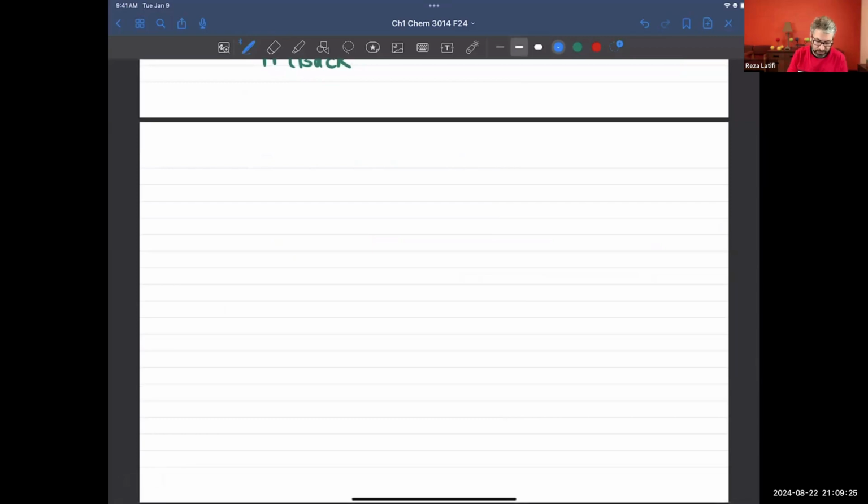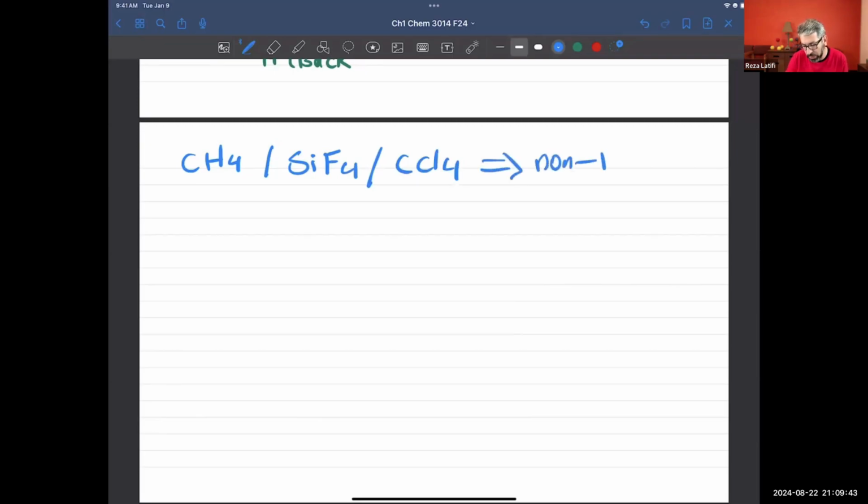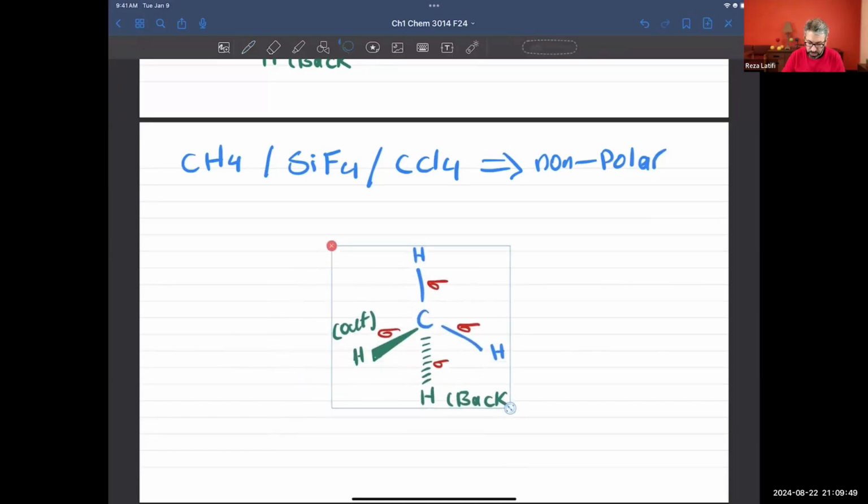Okay, anytime you have a perfect tetrahedral and you have 4 identical elements attached to the central atom, regardless of what you are using or writing, all that will be non-polar. Non-polar, doesn't matter. Why? Let's answer this. Why will it be non-polar?